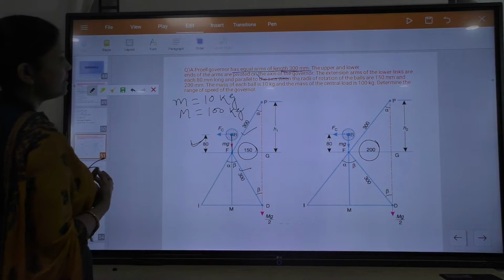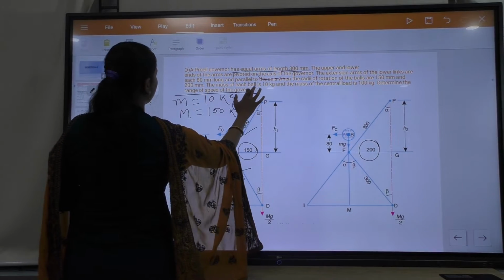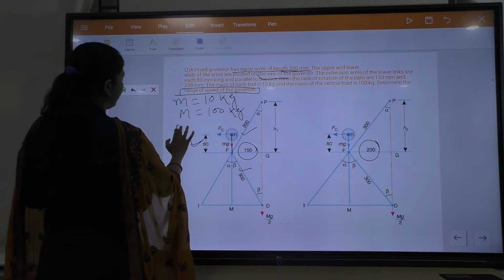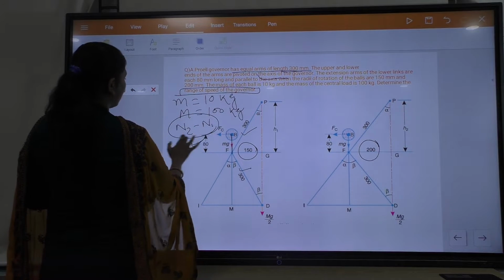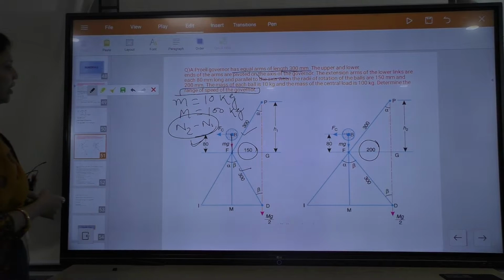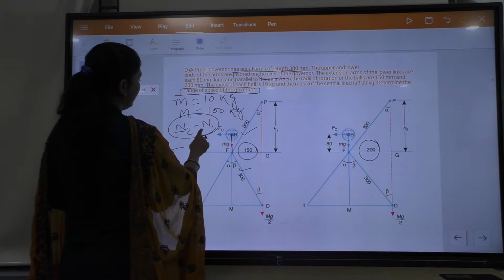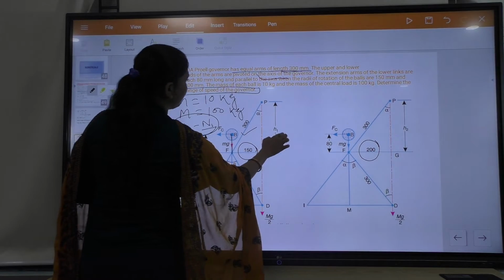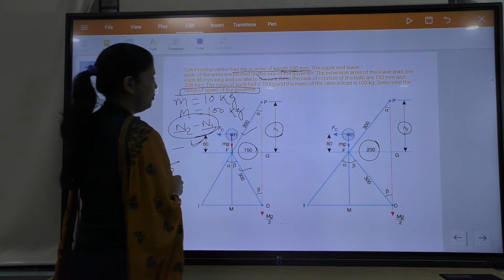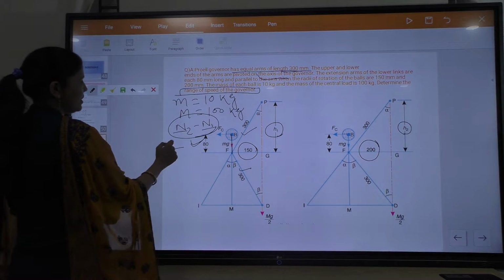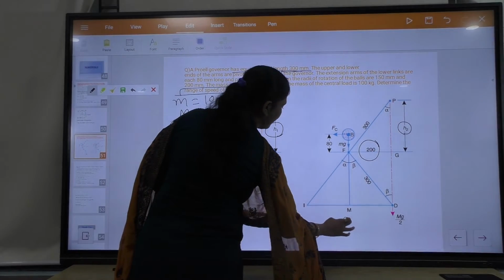Now, the question is saying determine the speed range or range of the speed of the governor. That means we have to find out the N2 minus N1, just like the previous question. So, as we did earlier, for N2 and N1 we have to find out the value of H1 and H2. So, from this diagram, suppose this is your figure 1, this is your figure 2.